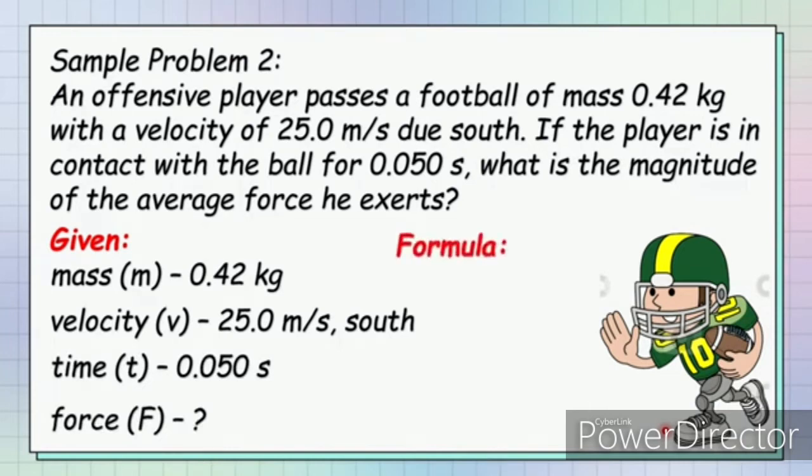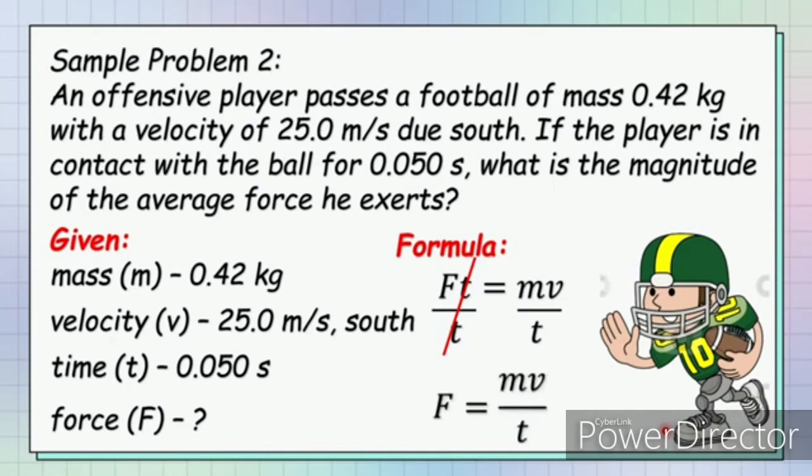Remember, class, our formula for the impulse? Impulse is equal to the product of force and time, which is also equal to the product of mass and velocity. Since we need to determine the force, we can do some algebra with this equation. Using the division property of equality, let us divide t on both sides, and we can cancel out time on the left side of the equation. Therefore, we can get this formula. Force is equal to the product of mass and velocity divided by time.